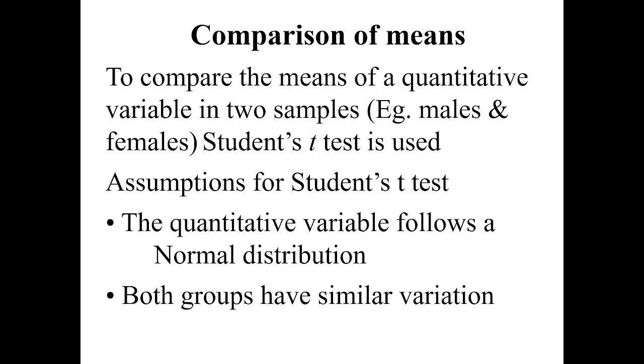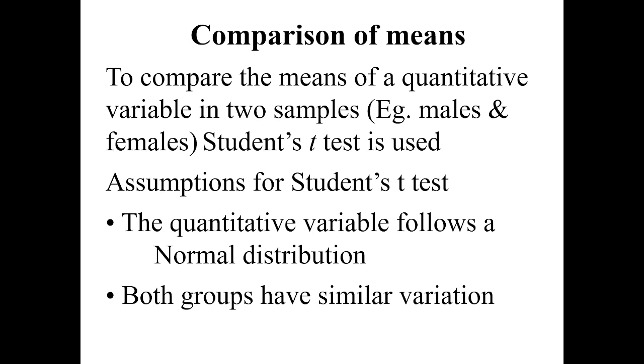Here, student does not mean it in the academic sense. A person called William Gosset used to write under a pseudonym called Student because of his employment constraints. So that's how it is called Student's T-test.